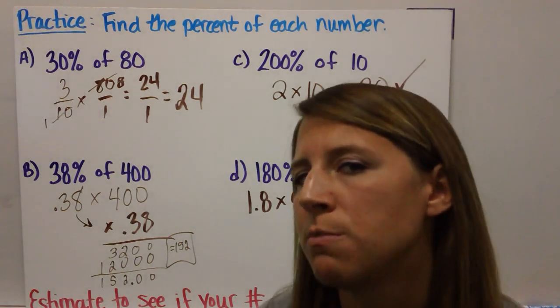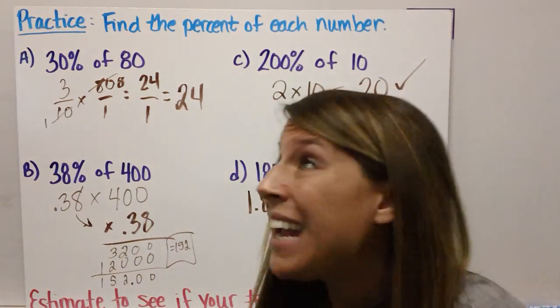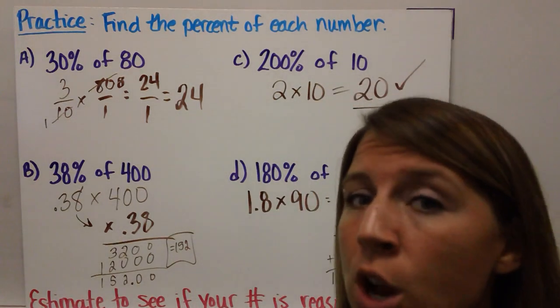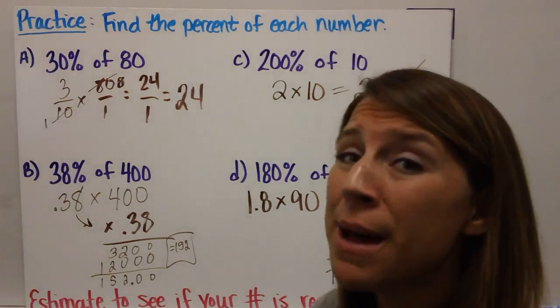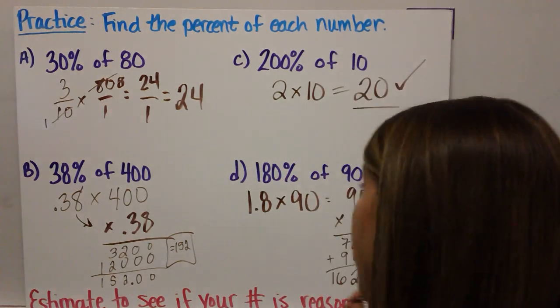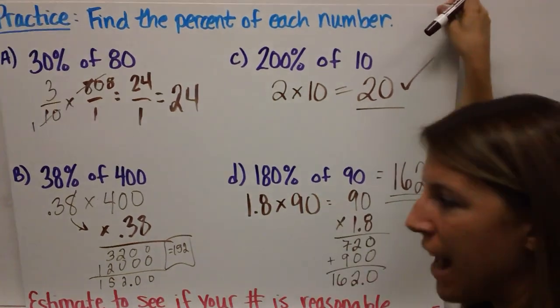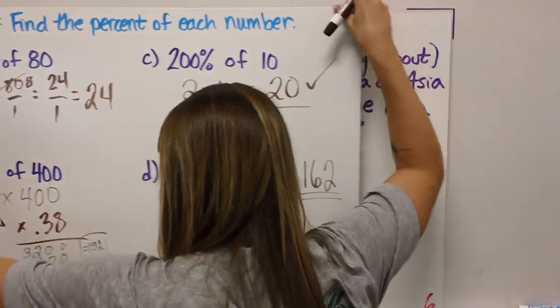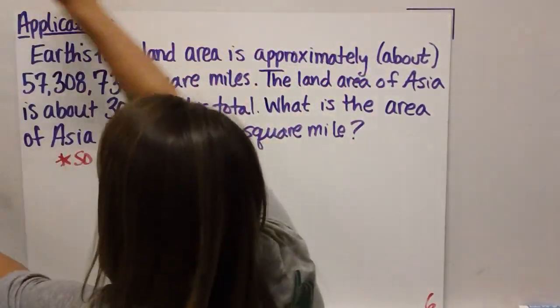What would 200% of 90 be? That would be 180, because it would be double of 90, just like 200% of 10 was double of 10. Well, this is less than 180, but not by too much. So it's actually perfect. 162 is 180% of 90.